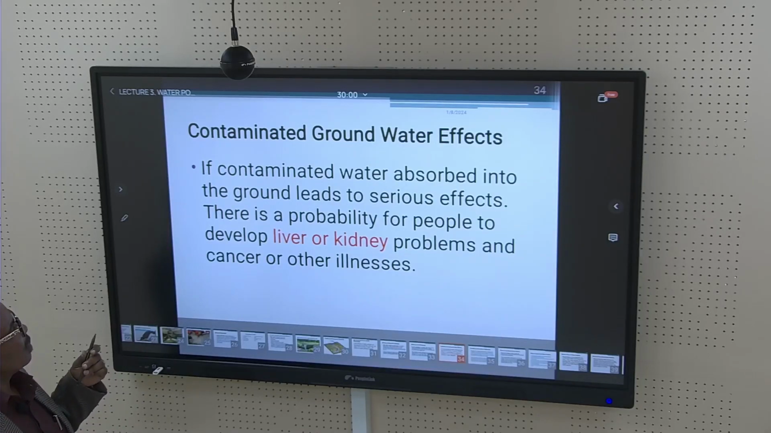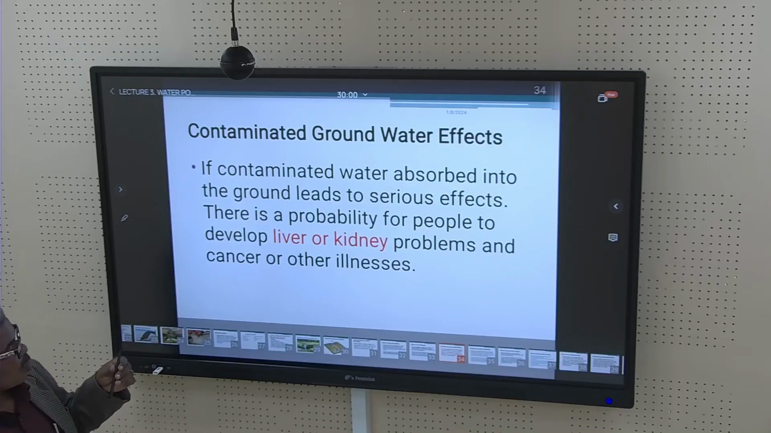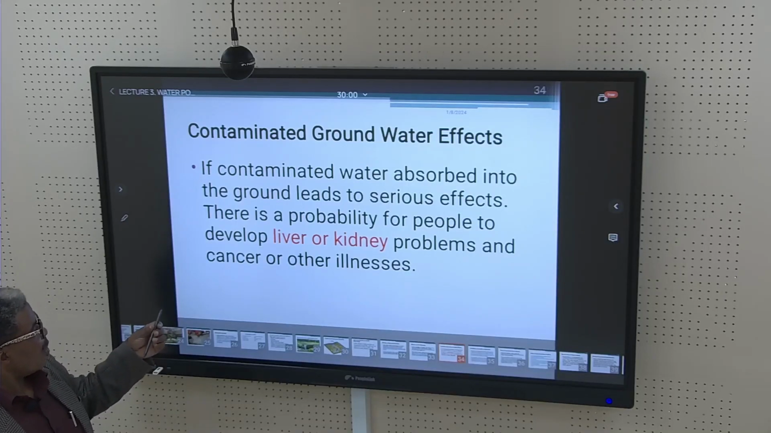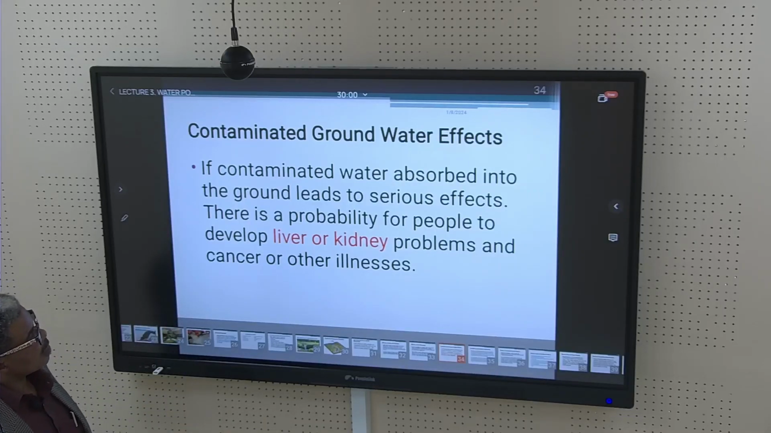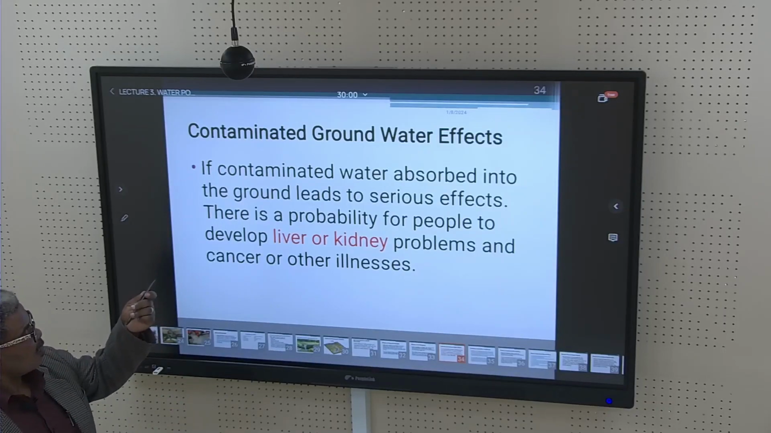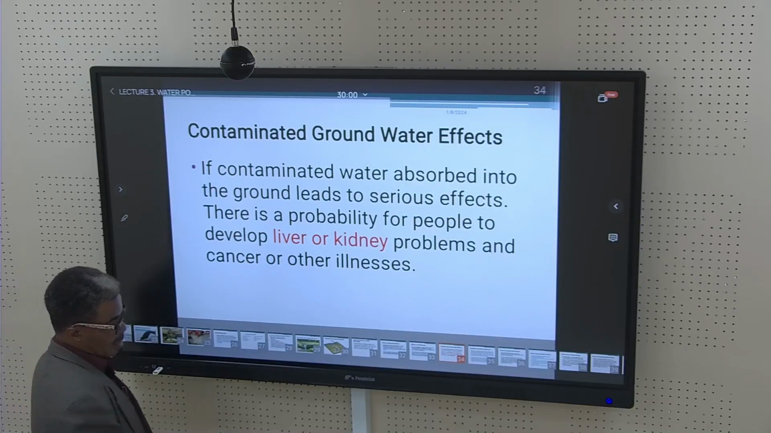So the danger might come: these human beings might end up developing liver and kidney problems and cancer as well if the groundwater is contaminated by some minerals like lead.